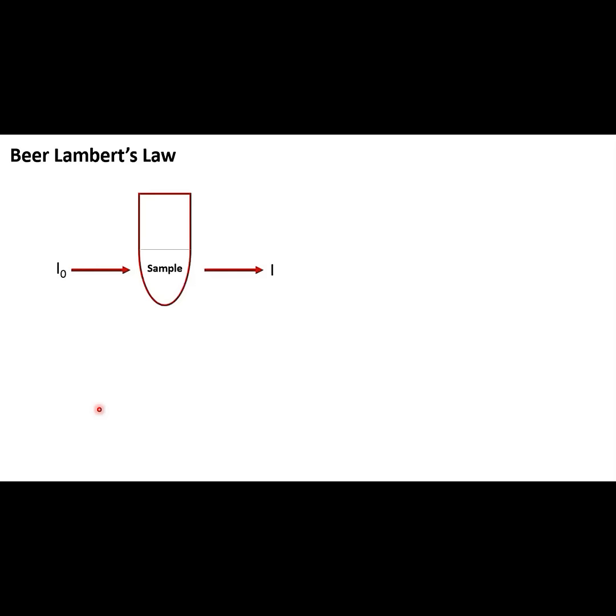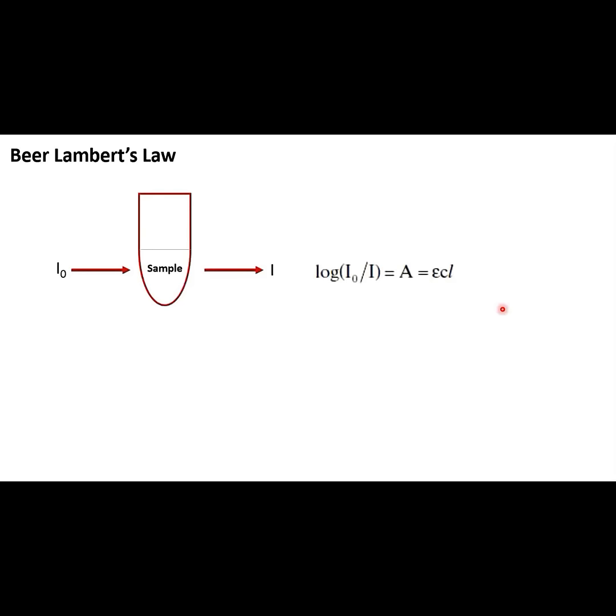To understand, let's assume we have a test tube containing our sample. An incident light of intensity I0 is being used here. The sample is absorbing the light and the light of intensity I is coming out. According to Beer-Lambert's law, the log of I0 upon I is equal to absorbance A, which is finally equal to the multiplication of three parameters: epsilon, C, and L.